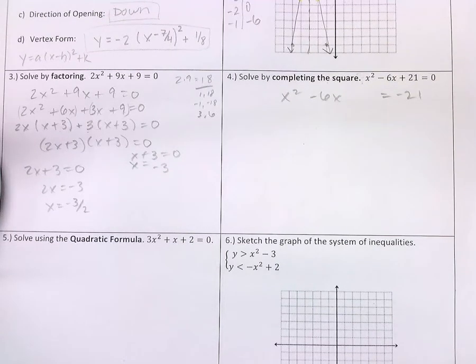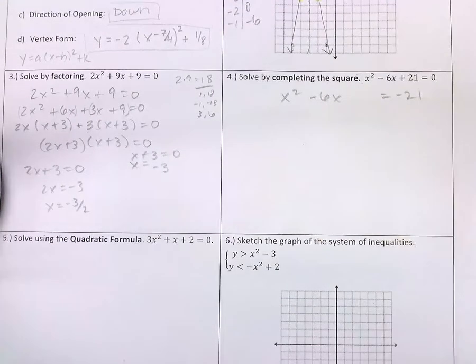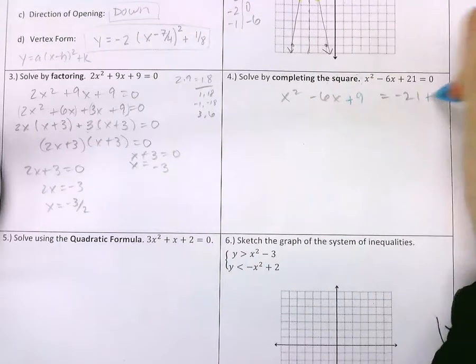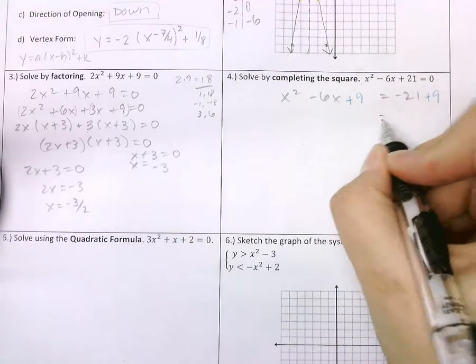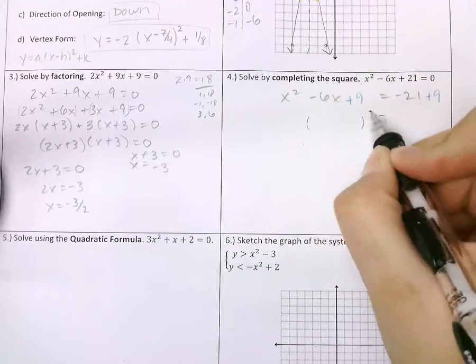So take half of b and square it. Make sure you put that on both sides, because it's an equation. If you forget to add it to the other side, it's going to be off a little bit. It's not that complicated. The equation has to stay equal.